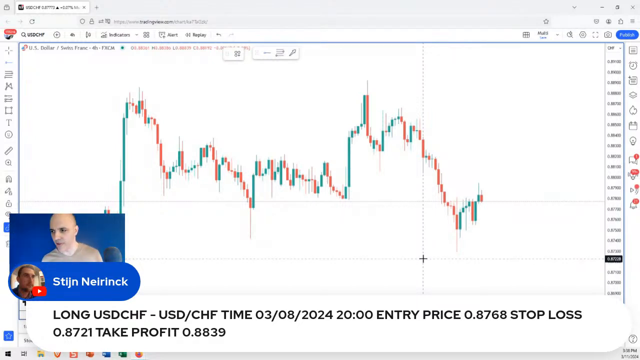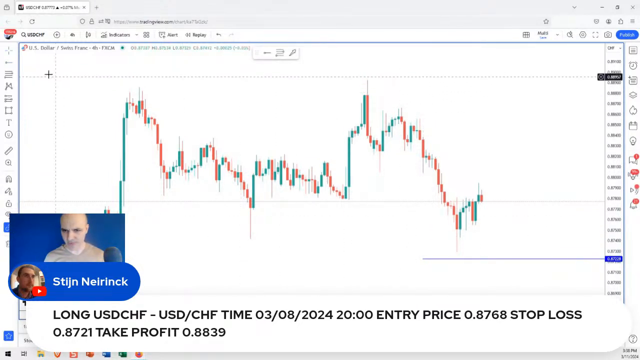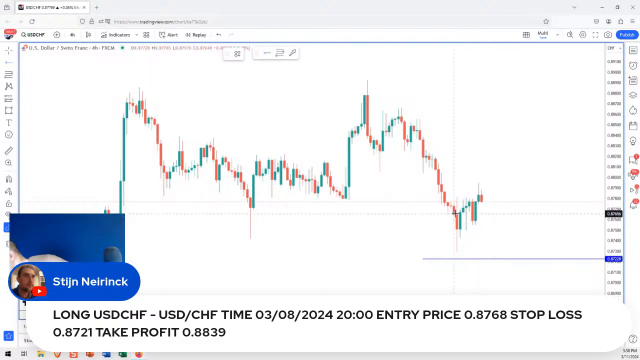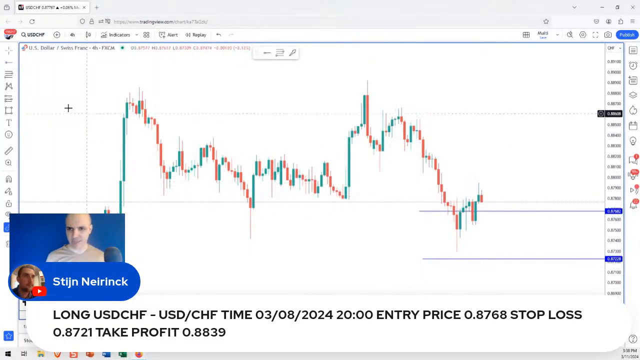87.21 is here. That's the stop loss. Now these orders are given to you in advance when the trade is sent to you by email. So 87.68 is the entry. That's around here, right? It's right around here. 87.68 is right about here. That's the entry.